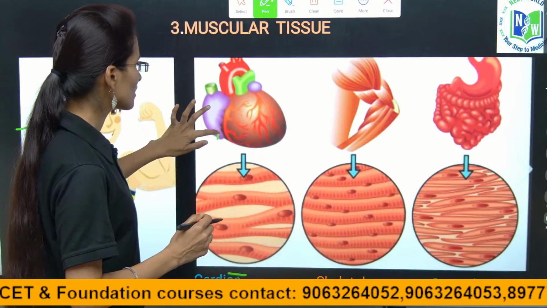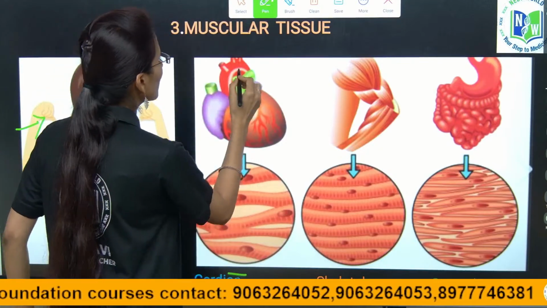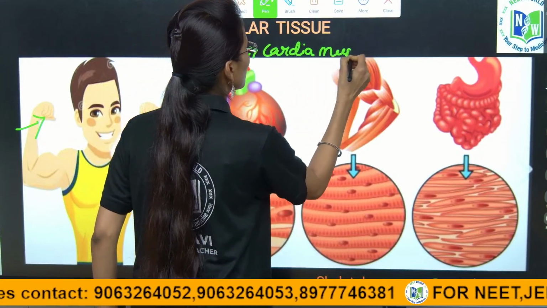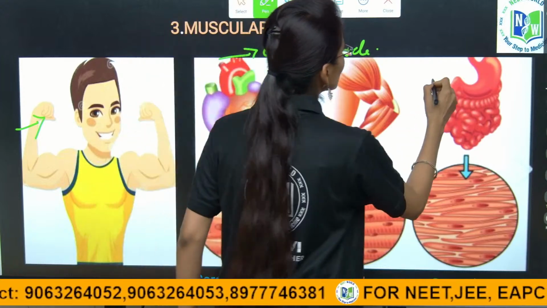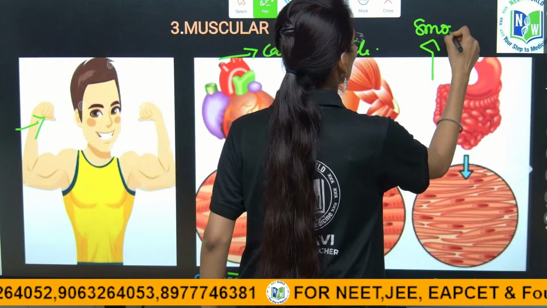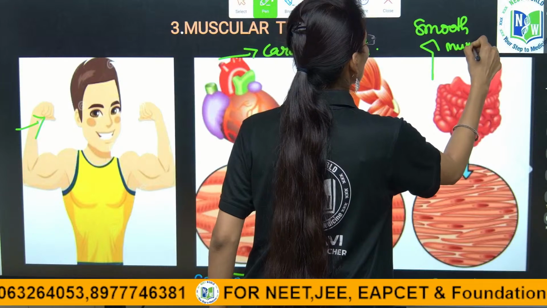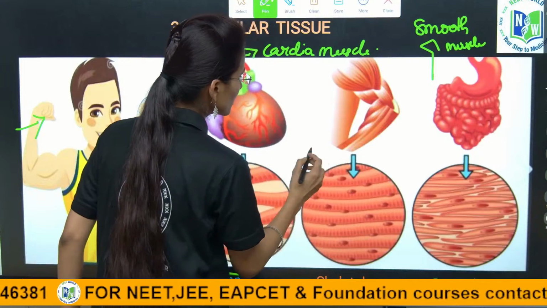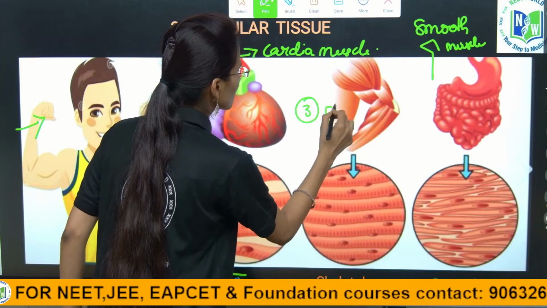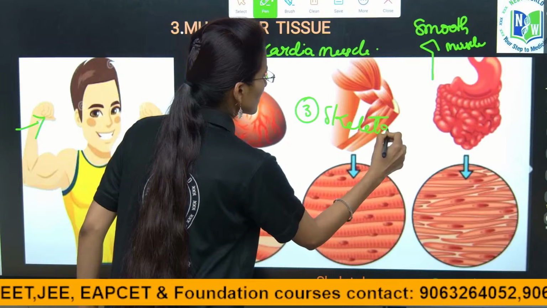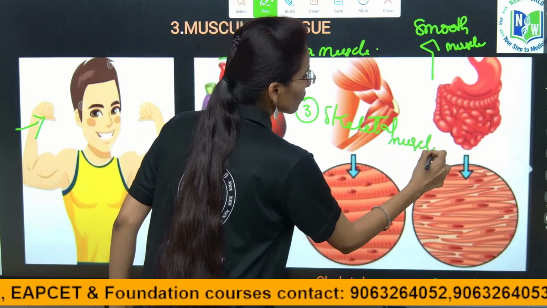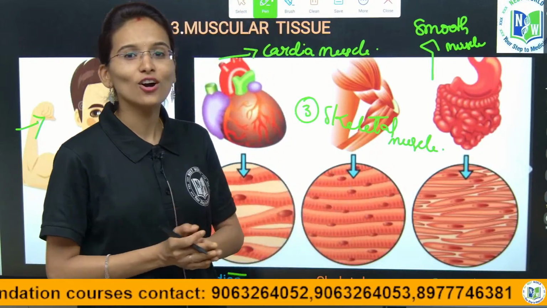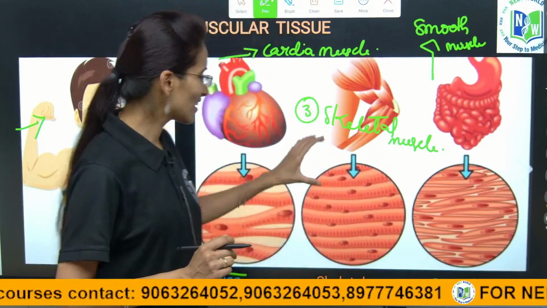See here, cardiac muscles. And the next one, smooth muscles. Clear? Cardiac muscles, smooth muscles, and the next one is the skeletal muscles. I am writing here. Skeletal muscles. Now we are going to learn about each and every type of muscle structure in detail along with its functions and locations. Clear with this concept?